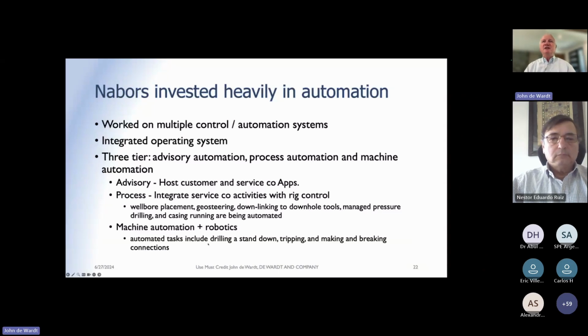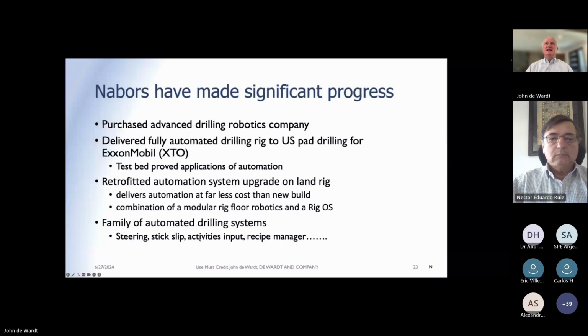And then machine automation and robotics. So they brought those into the system as well. And this has enabled them to really advance in automation and robotics. They purchased an advanced drilling robotics company, a Norwegian company, and then they've adopted this in a rig, which I'll show in a minute. They delivered one fully automated drilling rig to a US pad drilling for ExxonMobil, XTO. It was kind of a joint project. And it was a test bed to prove the applications of automation.